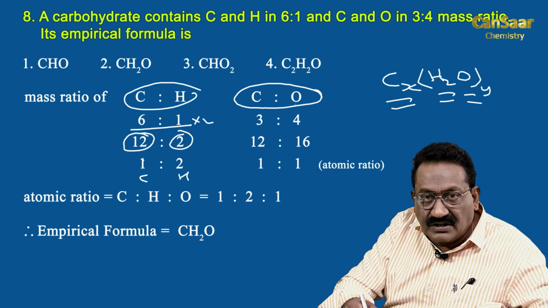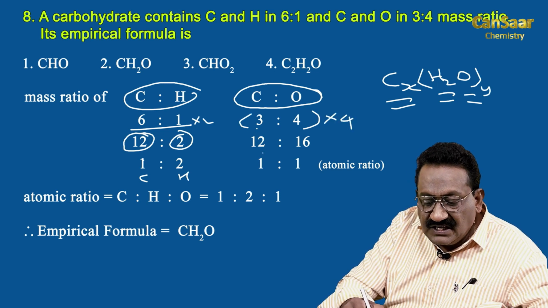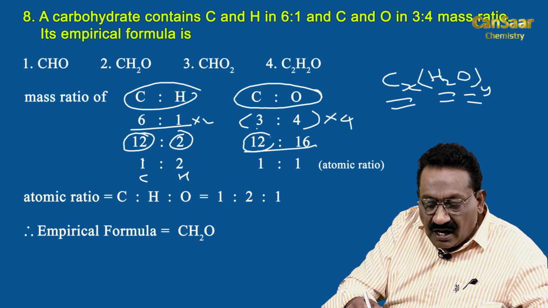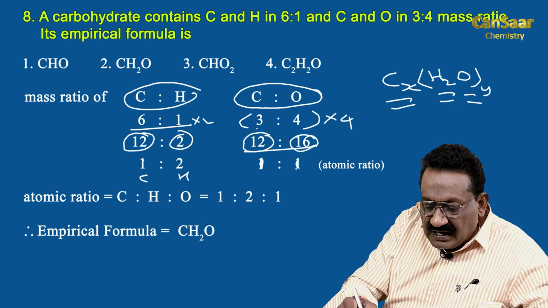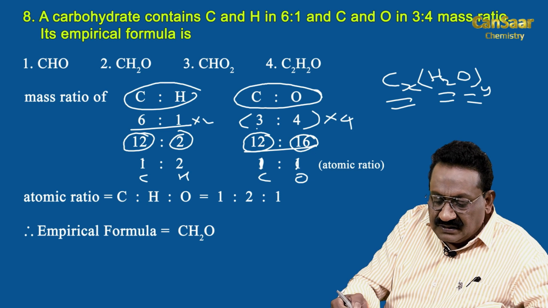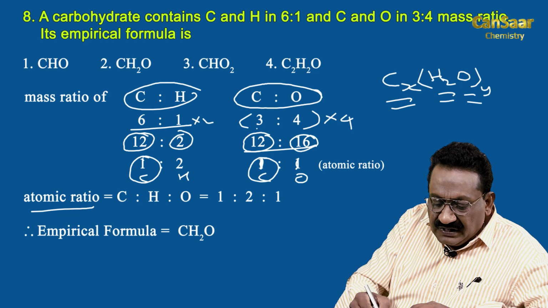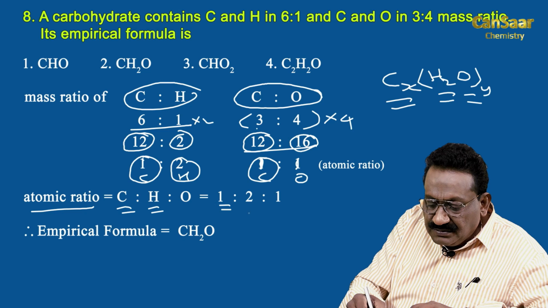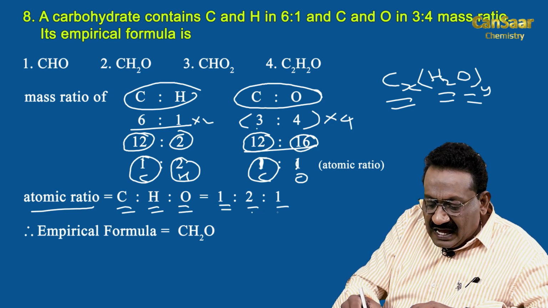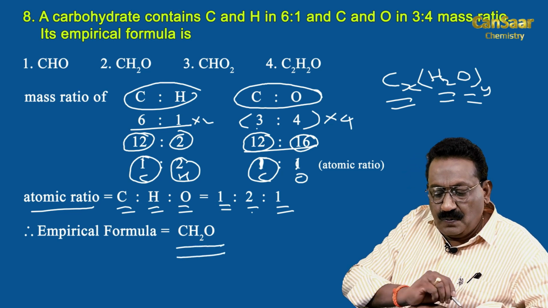Then here the carbon to oxygen mass ratio is 3:4. Let us multiply this by 4. 4 3s are 12, 4 4s are 16, 12:16. So 12 is the atomic weight of carbon, 1 carbon, 16 is the atomic weight of oxygen, 1 oxygen. So 1 carbon, 1 oxygen. Total atomic ratio: here in both the cases we got carbon as 1 atom, hydrogen as 2 atoms, oxygen as 1 atom, hence the formula is CH2O.